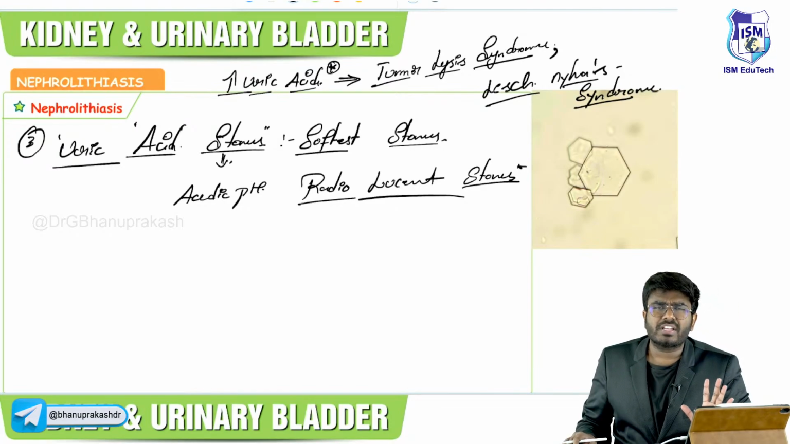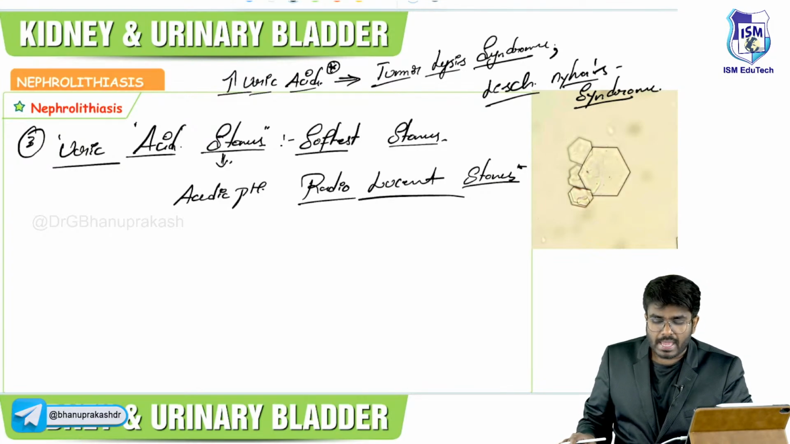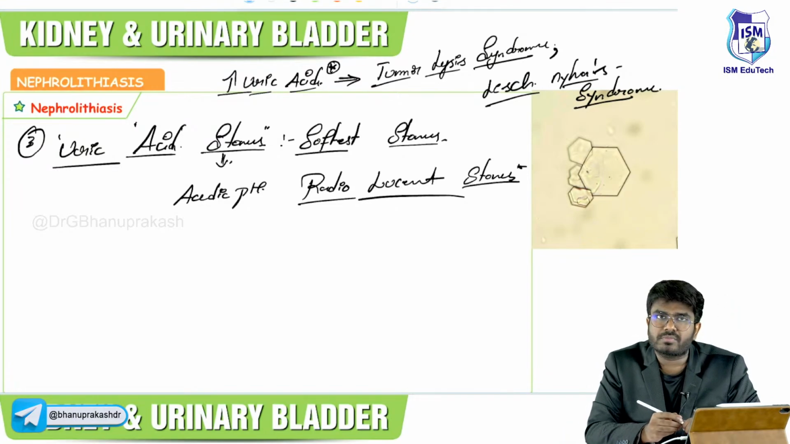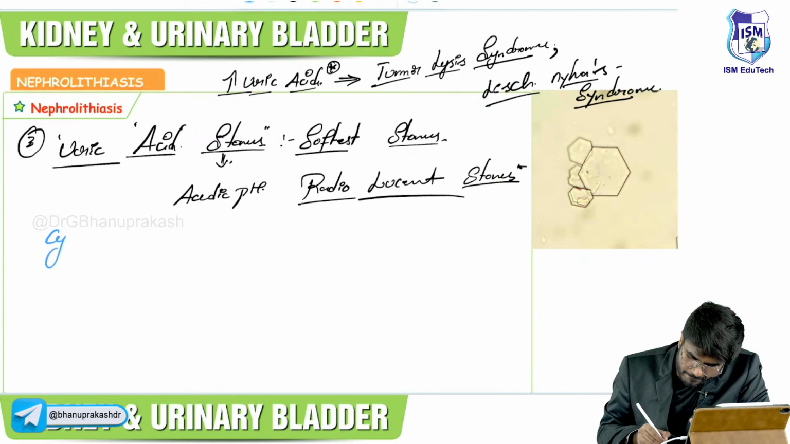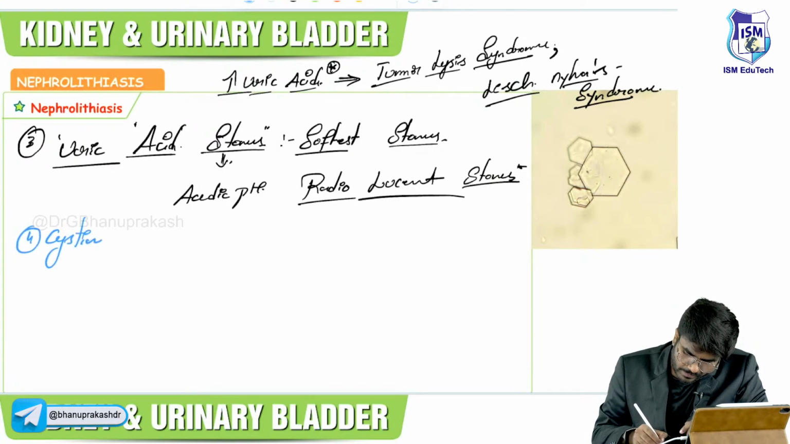Uric acid stones are the softest stones. These stones will come in multiple shapes. Here in the urine also, you can have different types of crystals. They are formed in acidic pH. They are radiolucent stones associated with conditions like tumor lysis syndrome as well as Lesch-Nyhan syndrome. Now, the last type of stone, the fourth type of stone, is cysteine stones.